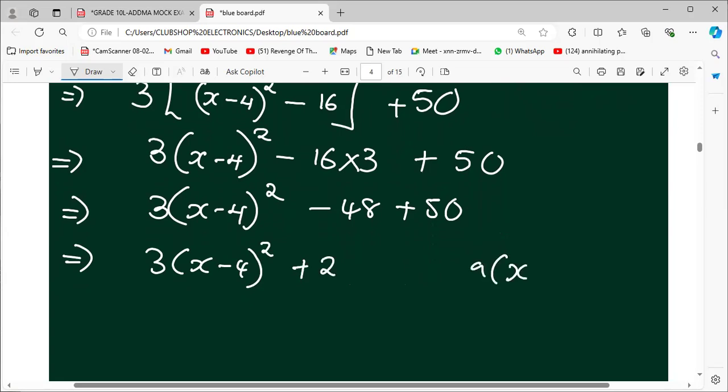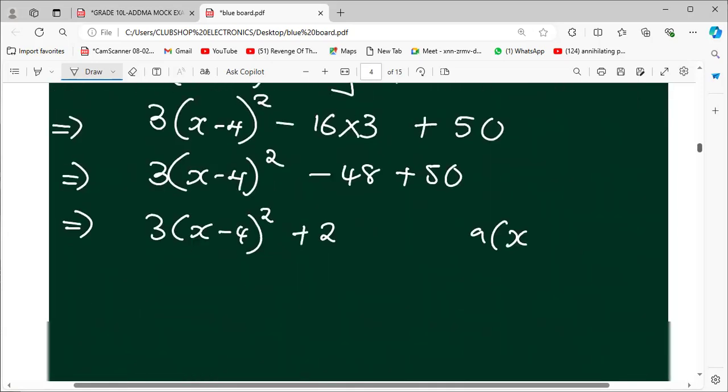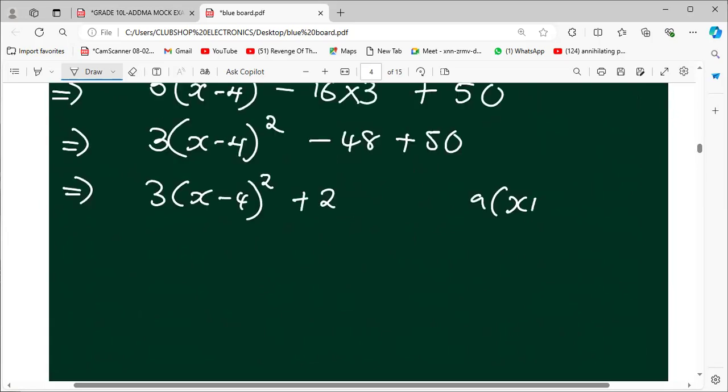What did they say? The a open bracket x plus b squared plus c. This is the form they want. This is the form they wanted.